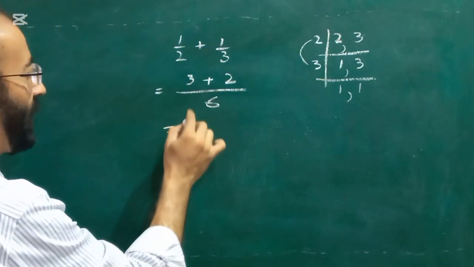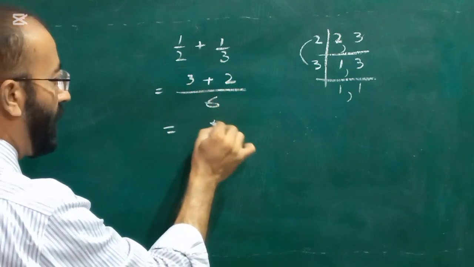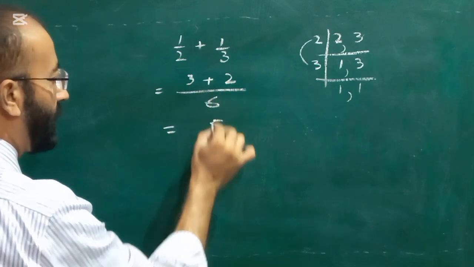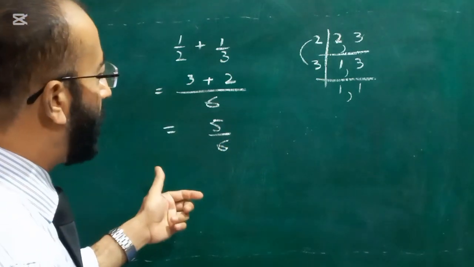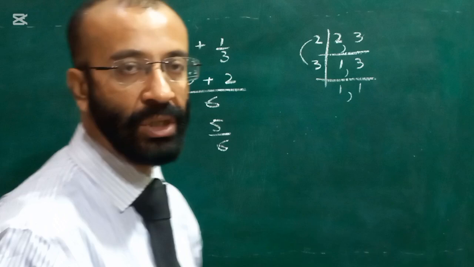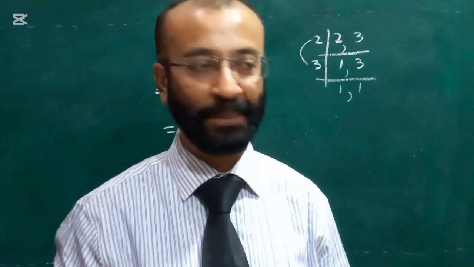The next step will be, now we will add these two numbers. So 3 plus 2 will be 5, and this 6 will remain as it is. So this is another method which is commonly used in Pakistan and the other countries of the subcontinent.